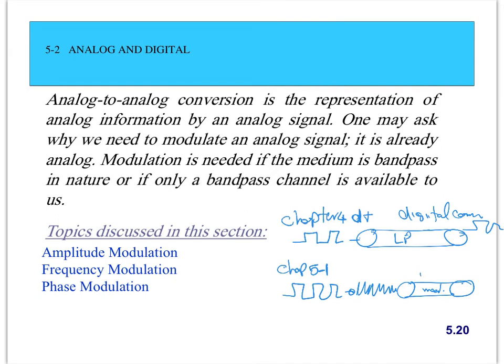Here, the medium has bandpass effect, in which case we have to convert the digital signal to analog before transmission. Okay, and here we receive an analog signal and then we convert it back to digital. واضح? That's what we have done in the first part of the chapter.